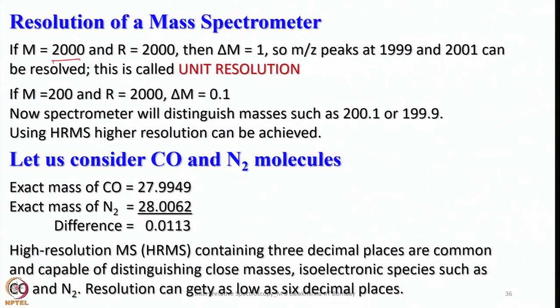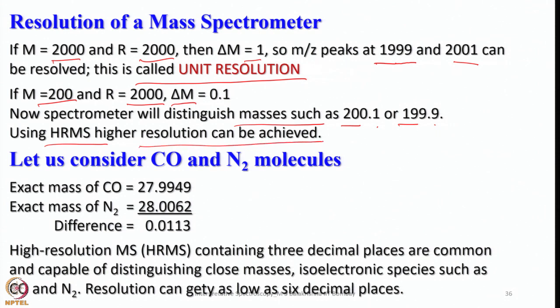If M, the molecular weight, is 2000 and R equals 2000, then delta M equals 1. So m by z peaks at 1999 or 2001 can be resolved. This is called unit resolution. If M is, say, 200 and R is 2000, then delta M equals 0.1. So now the spectrometer will distinguish masses such as 200.1 and 199.9. Using HRMS, high resolution mass spectrometry, higher resolution can also be achieved.